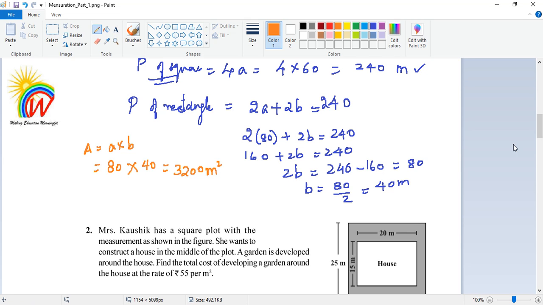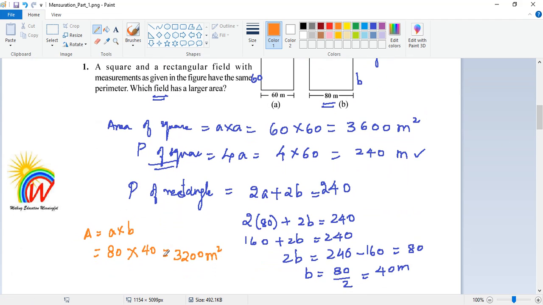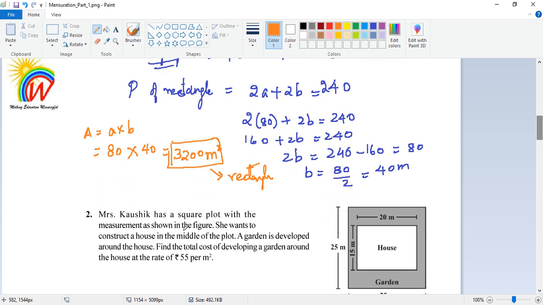Now they are asking you which one has the larger area. For the rectangle we got 3200 meters square. This is the rectangle, okay? And for the square you got 3600 meters square. So this is the area of the square. Which has the larger area? Square. So the square has the larger area.